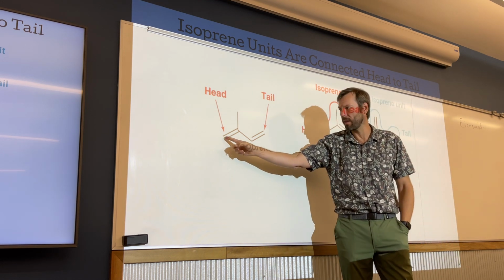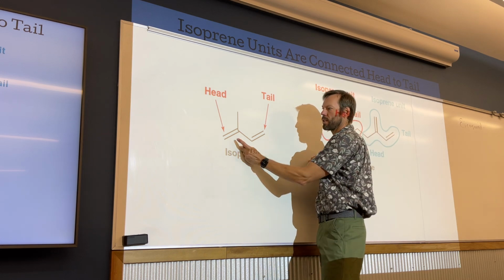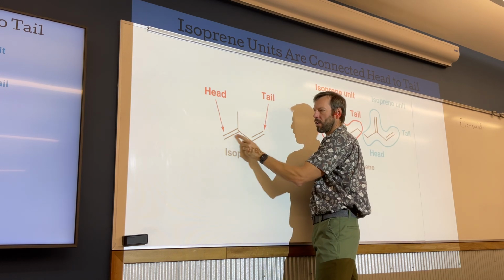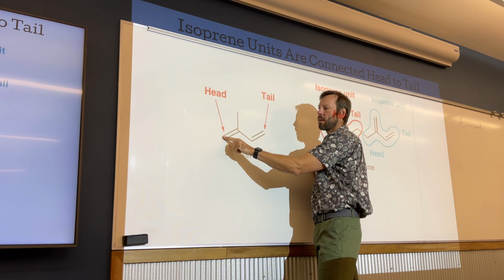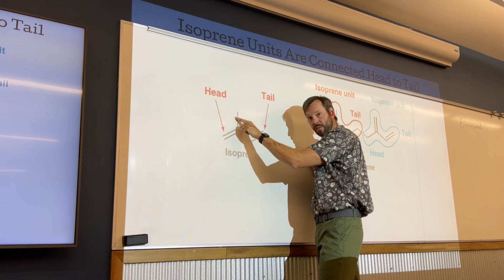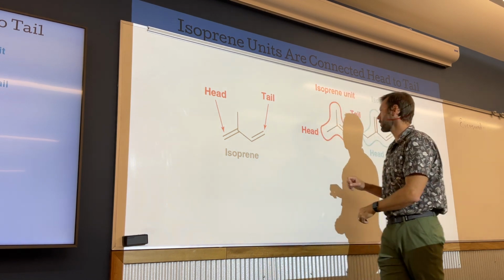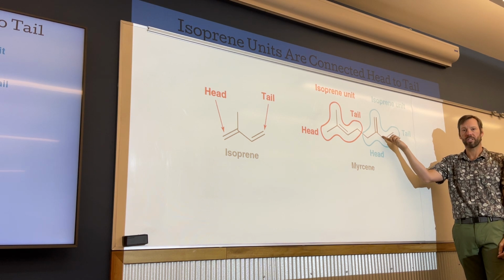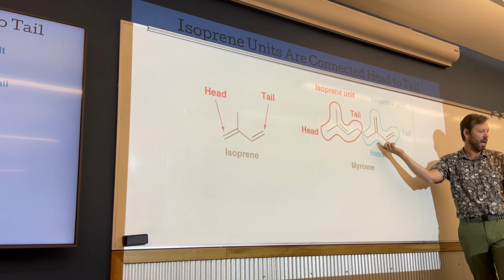The head is going to be, so if we were to number this 1, 2, 3, 4, 5, right? The head is going to be carbon number 1, where the branch comes off the 2nd carbon in the tail. So this is that myrcene terpene that we had in the previous slide.